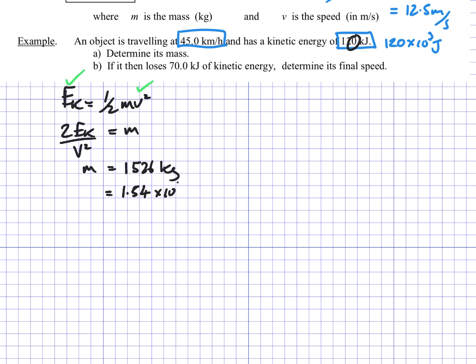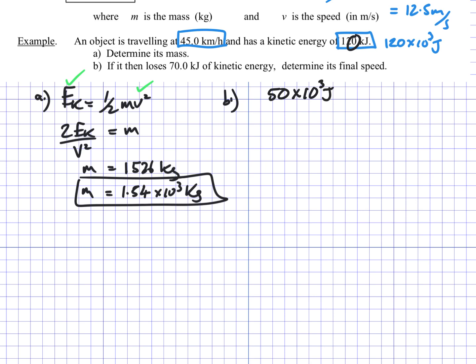1.54 times 10 to the 3 kilograms. That's my mass. Okay, so that's part A. Part B, it's saying that I now lose 70 kilojoules of kinetic energy, and we're asked to find the final speed, so that's assuming that the mass is going to stay the same. It's losing 70 kilojoules of energy. That means it's going to be 50 kilojoules, so 50 times 10 to the 3 joules.